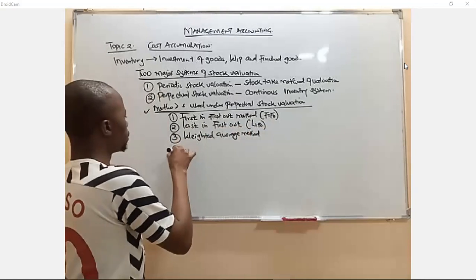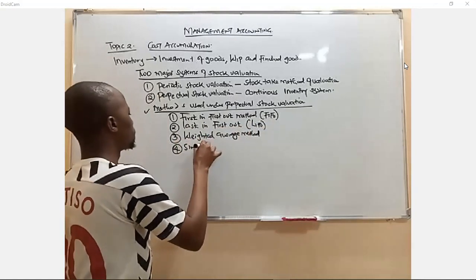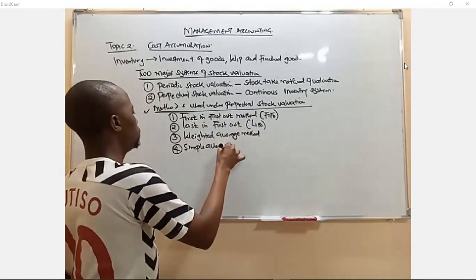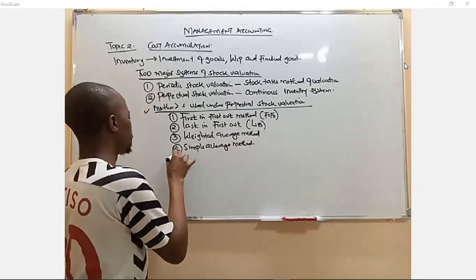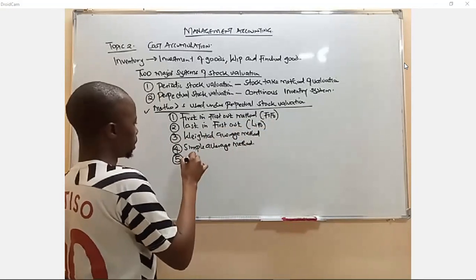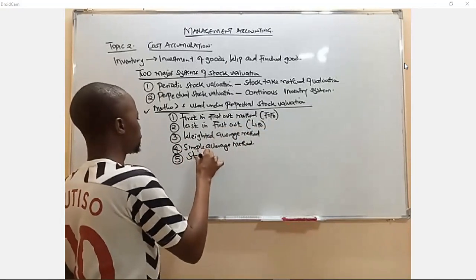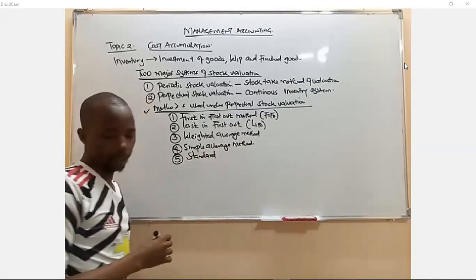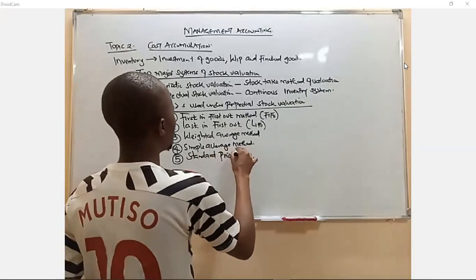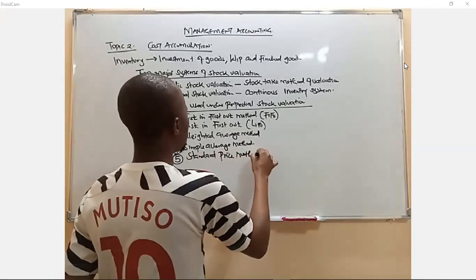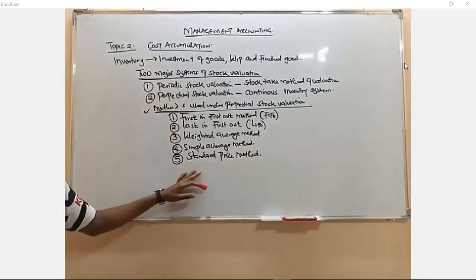Number four, we normally have simple average methods. And then number five, we discuss standard price methods. I can talk about the standard price method.